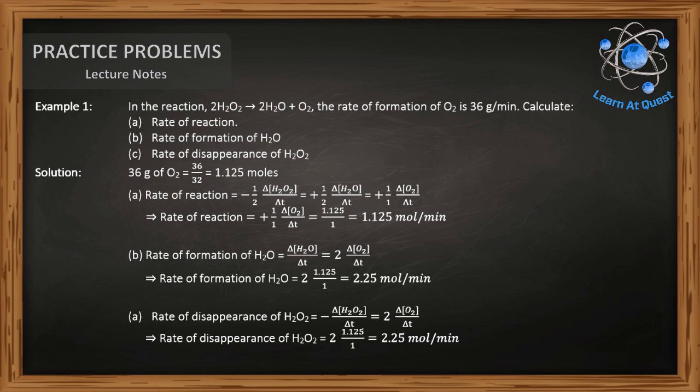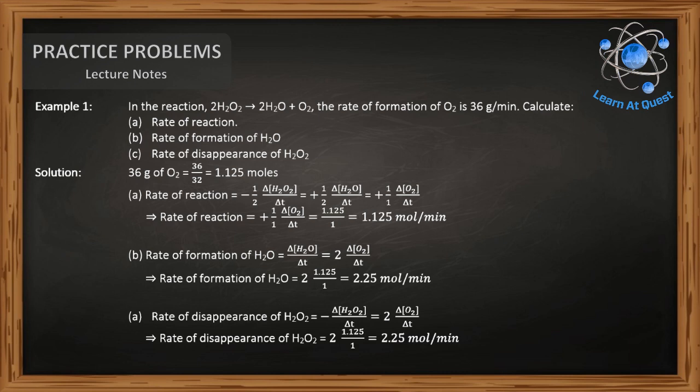Here, the coefficients of H2O2, H2O and O2 in the reaction as seen are 2, 2 and 1. Now we know the rate of formation of oxygen, so we can use the rightmost expression, which is delta O2 by delta T. Let us substitute. When we substitute, we get the rate of the reaction equal to 1.125 moles per minute.